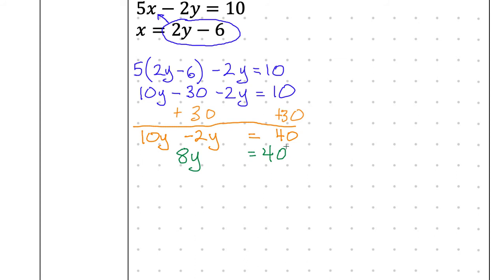Who has their card? Jade. Divide both sides by 8. And there it is. Y is equal to 5. We can box it. That is half of the answer. We still need to find x?